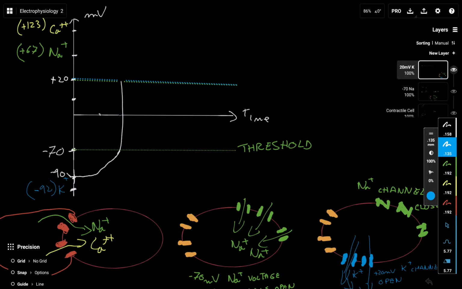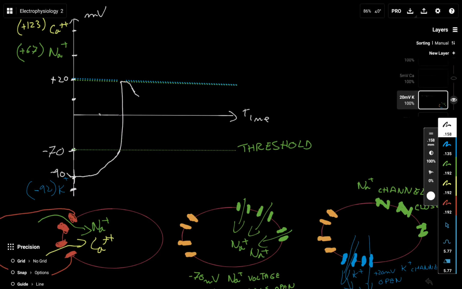I'm here at plus 20. My sodium channel, so this big influx of positive charges, had stopped, and I had started instead losing positive charges. So what's going to happen? It's going to start going down again. But it's not over yet. What is going to happen now?